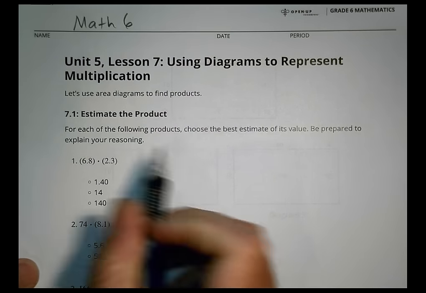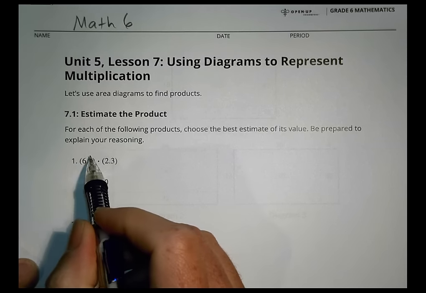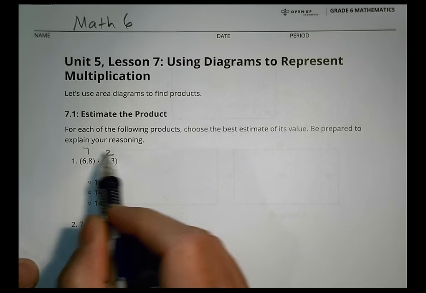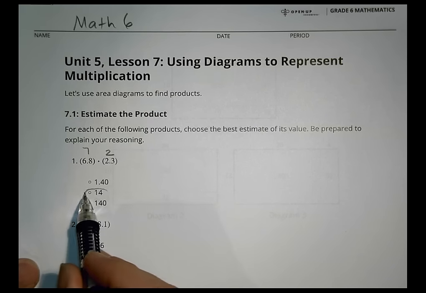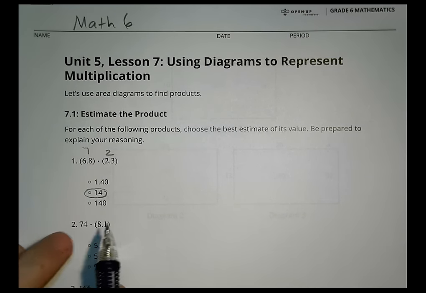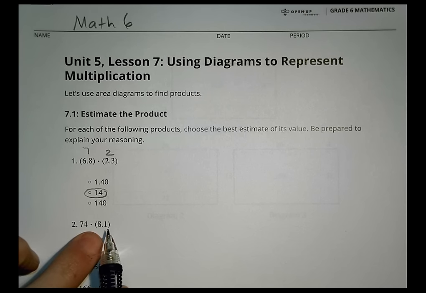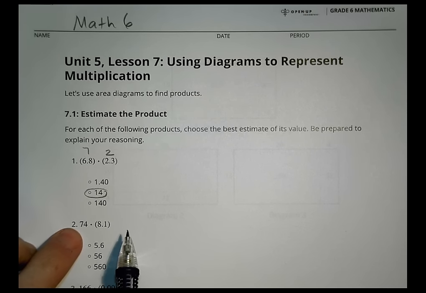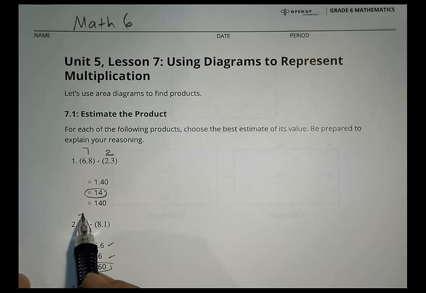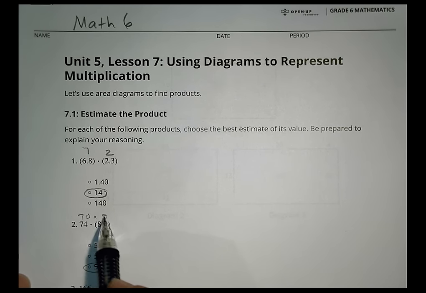If I'm looking at this, what I might look at in terms of estimating is, well, this is about 7 and this is about 2, so 7 times 2 is probably going to be about 14. I look down here, I have 74 and 8, so I know I'm having 8 groups of 74, so it's definitely bigger than 56. I'd go with 560, and as an estimate I might think of this as being 70 times 8, which gets me there as well.